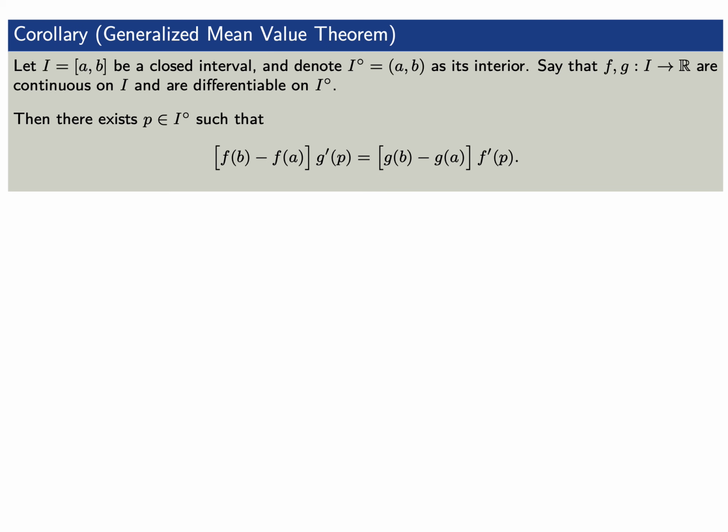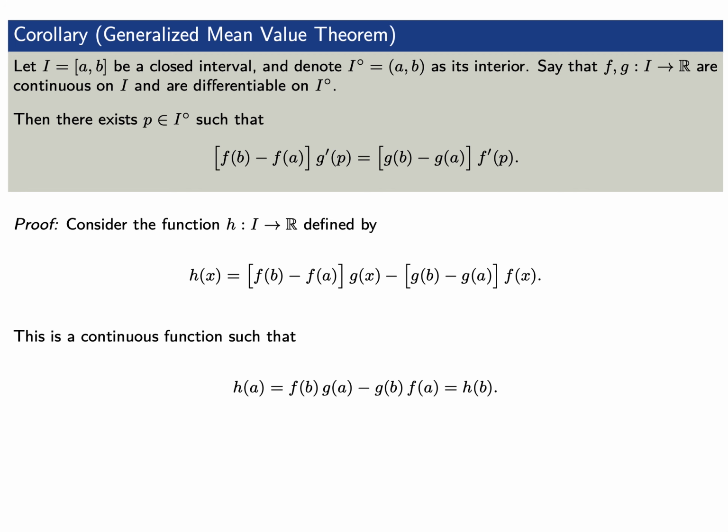We can also state the mean value theorem in a slightly more generalized form. As before, say that I is a closed interval, I circle is its interior. Now say that we have two functions f and g that are continuous on I, yet differentiable on the interior. Then there exists a point p in the interior such that f of b minus f of a times g prime at p equals g of b minus g of a times f prime at p.